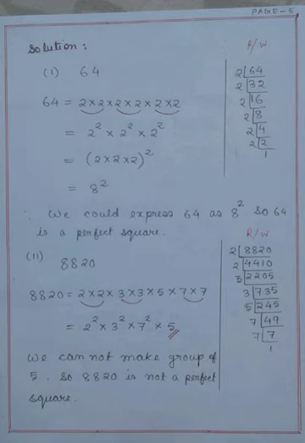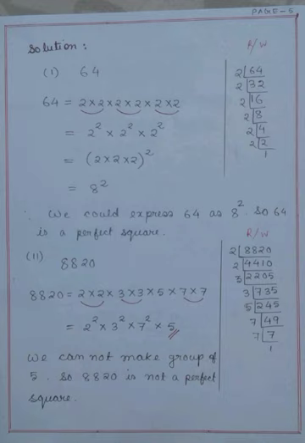Question number 2, 8820. Again I am on the right hand side, I have some rough work. I am going to find the prime factors of 8820. If I go dividing by 2, I shall get 4410. Then again dividing by 2, 2205. If I divide 2205 by 3, I get 735. If I again divide 735 by 3, I get 245. Now 245 cannot be divided by 3.